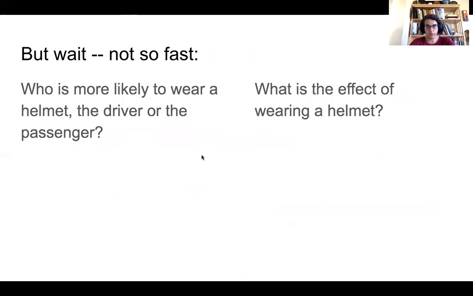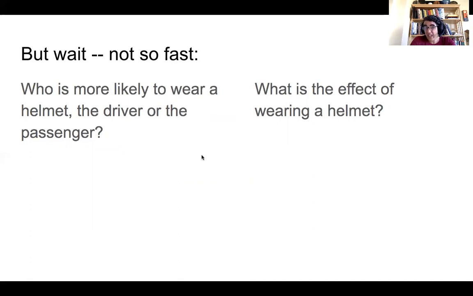Some people wear helmets when they ride a moped and others don't. So let's think about two different sides of this. Who is more likely to be wearing a helmet, the driver or the passenger? And what is the effect of wearing a helmet? These are an important pair of questions to ask. I'm actually going to start with the second one first. What's the effect of wearing a helmet?